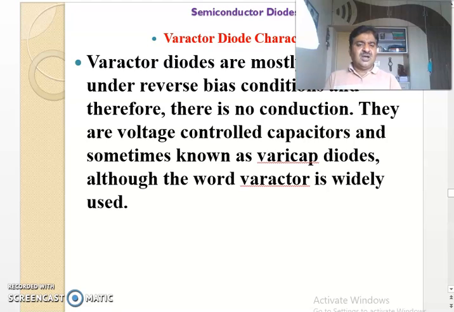Varactor diodes are mostly operated under reverse bias condition, and therefore there is no conduction. They are voltage controlled capacitors and sometimes known as varicap diodes. Although the term varactor diode is widely used, as it is a voltage controlled capacitor, it is also known as a varicap diode.